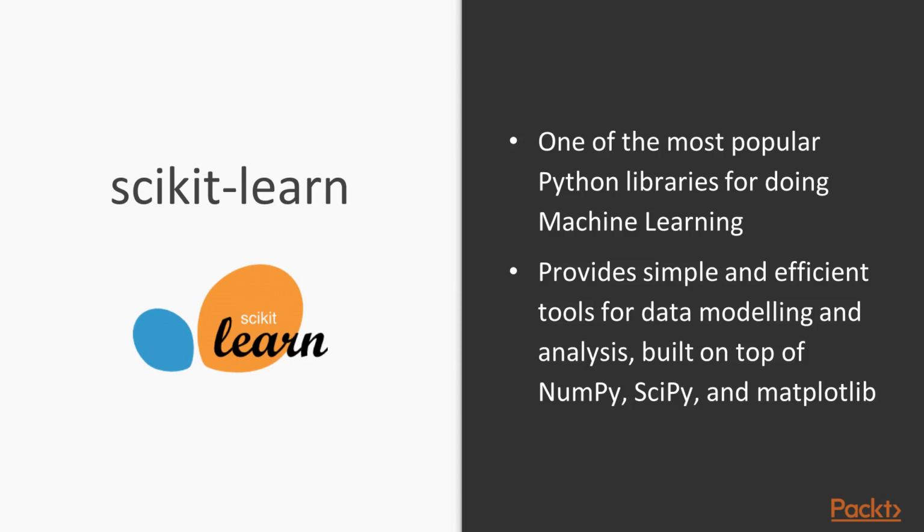Scikit-Learn is one of the most popular Python libraries for doing machine learning. It provides a simple and efficient set of tools for doing data modeling and analysis. It is built on top of NumPy, SciPy, and Matplotlib, and it works really nicely with pandas and the data structure of pandas, which are series and data frames. Now, we are going to see a little demonstration on how to use Scikit-Learn to build a simple predictive model.